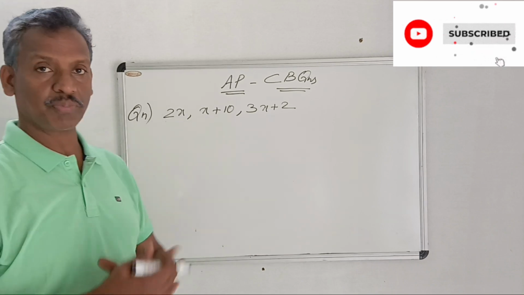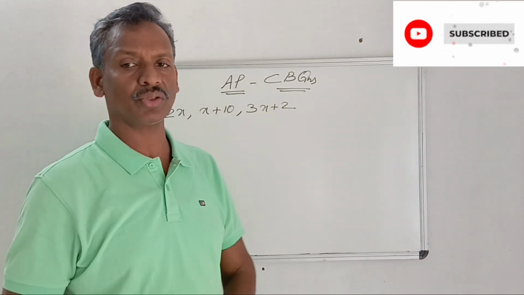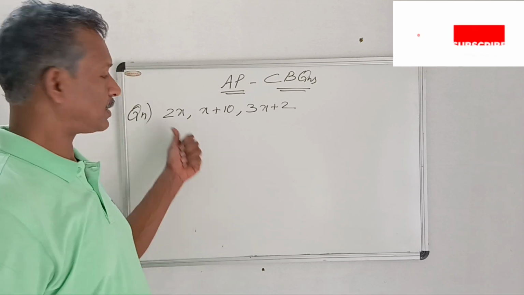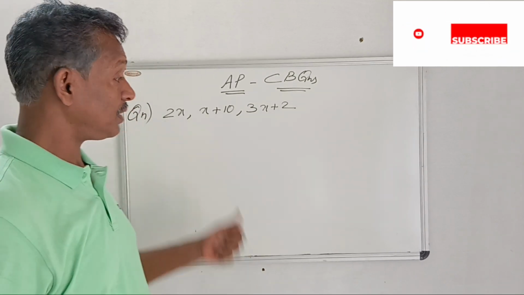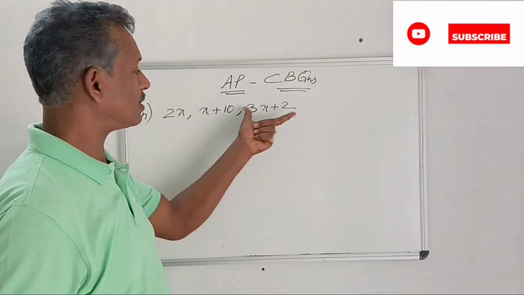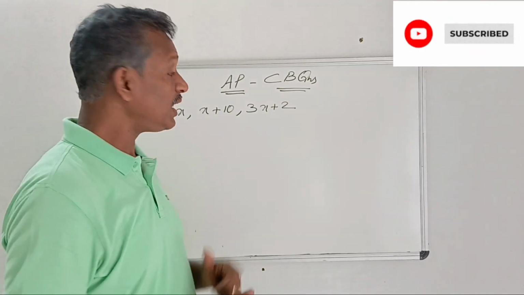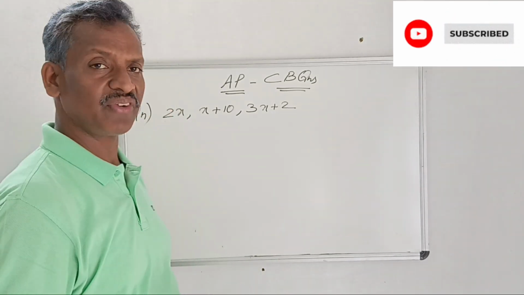Okay, the next chapter we are discussing is AP, arithmetic progression. Let's take some competency based questions. The first question may be like this. Three consecutive terms are given in terms of x. The first term is 2x, the second term is x plus 10 and the third term is 3x plus 2. If they are 3 consecutive terms of an AP, find the value of x.